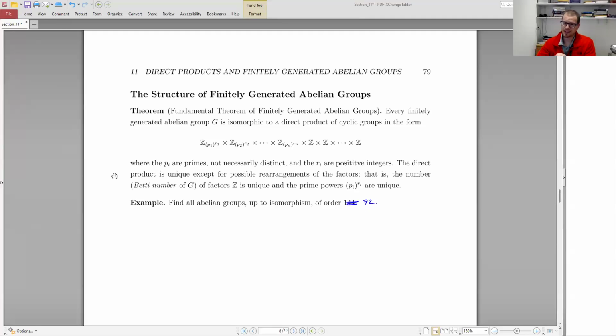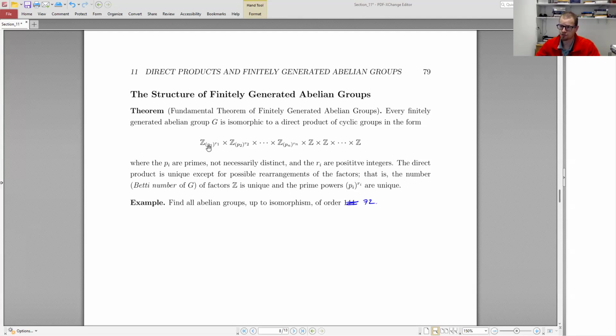Z, for example, right, is generated by 1. But it, of course, is infinite. So we want to say that each abelian group can be generated by a direct product of cyclic groups. That's what our theorem states. Let's take a look at the theorem here. So every finitely generated abelian group can be expressed as the direct product of cyclic groups. Right, that's really where we're at here.